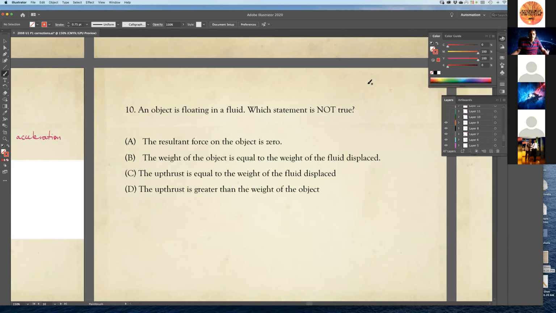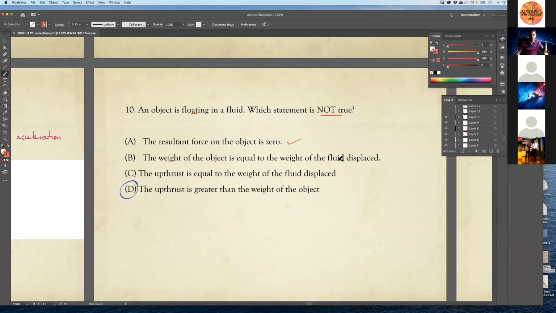All right, next one. An object floating in a fluid, which statement is not true? And the answer is D. That's probably self-evident. If an object is floating, the resultant force is zero. That's what floating means. Floating means it's balanced, it's in equilibrium. So the resultant force on any system that is in equilibrium must be zero.